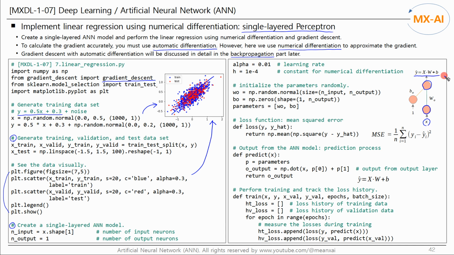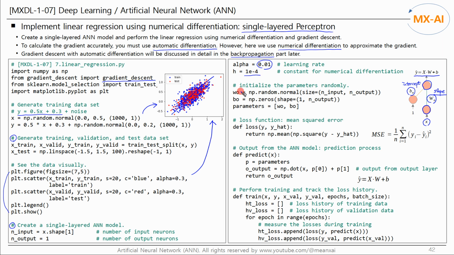The connection weight between the input layer and the output layer is W0. This is the slope of the regression line. And the bias is B0, which is the intercept of the regression line. The learning rate alpha is set to 0.01, and the constant h for numerical differentiation was set to 10 to the power of -4.